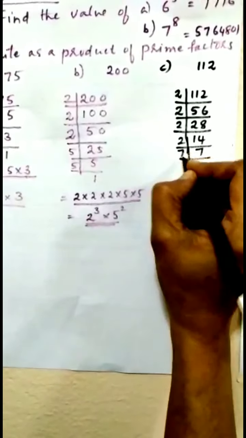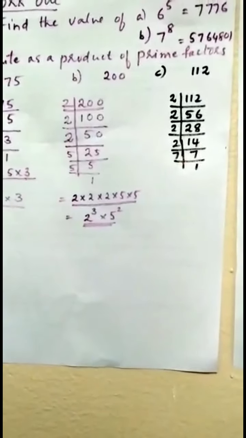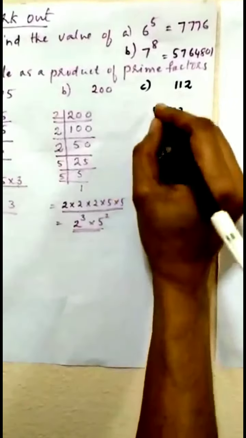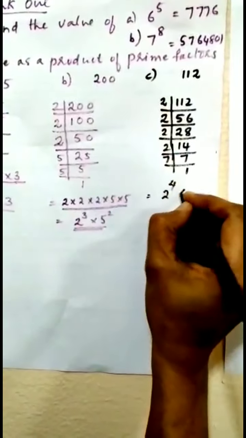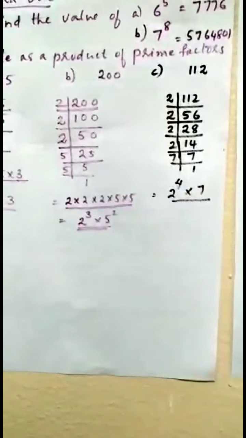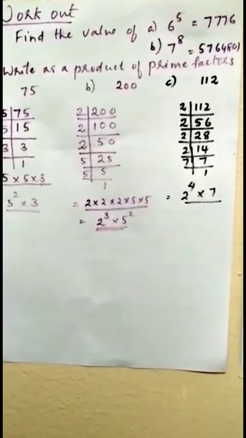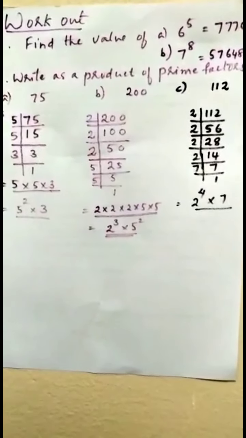7 is a prime number, so only by 7 you can divide. So the answer is 2, how many times? 4 times, multiplied by 7. This is the way we can write the number as a product of prime factors.